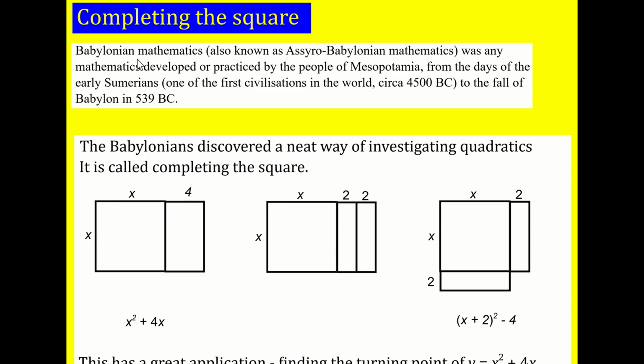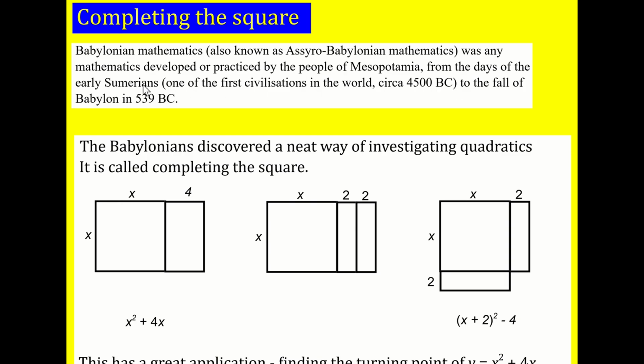So just to start with, to let you know, there's a period of maths called Babylonian mathematics. The Babylonians were a civilization, one of the first in the world, beginning perhaps around 4,500 BC. That's 6,500 years ago.